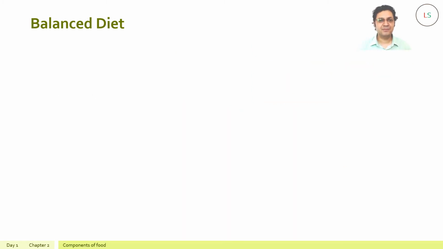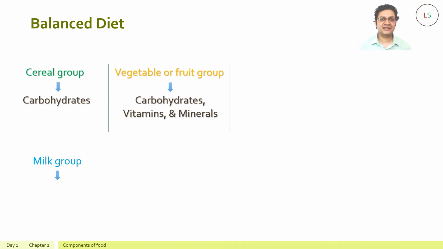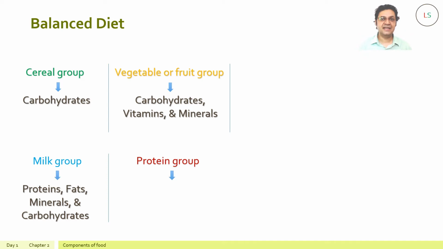A balanced diet must contain food items from the following groups. Cereal group comprising wheat, rice, noodles, chapatis, etc. for carbohydrates. Vegetable or fruit group comprising fresh fruits and vegetables for carbohydrates, vitamins and minerals. Milk group comprising butter, milk, curd, ice cream, etc. for proteins, fats, minerals and carbohydrates. Protein group comprising eggs, fish, meat, peas and beans for proteins and fats.